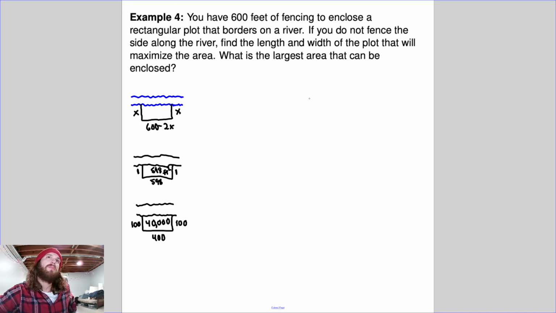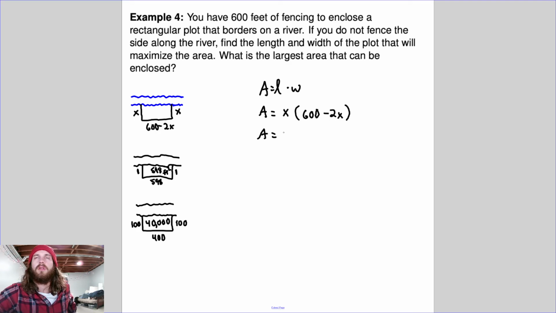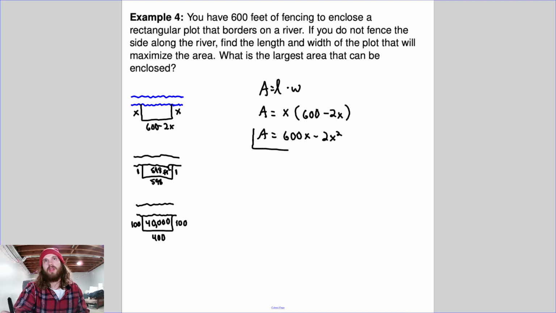2x. Okay? And since the area of a rectangle is equal to length times width, then the area of our rectangle here is going to be x times 600 minus 2x, which gives us 600x minus 2x squared. So we have a parabola here, which is exciting, okay? This is a quadratic function. The area of our fencing, when we change x, can be modeled by a quadratic, which means there's a graph associated with that, right?